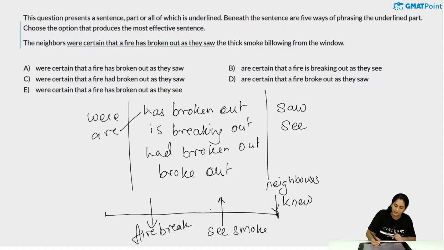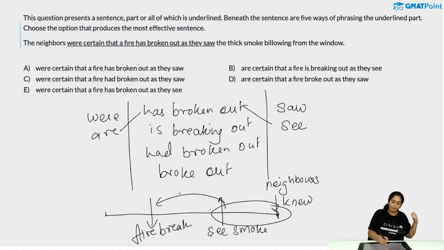This is option A, has broken out, and C. The other valid construction is that they were certain, and if they were certain, that would mean they saw the smoke billowing out, and they saw the smoke billowing out because the fire had already started. Because if this is occurring in the past, they were certain, then you have to use the past perfect form. You're going one step back. This is in the past, then this has to be past perfect. If this is in the present, then this has to be present perfect.